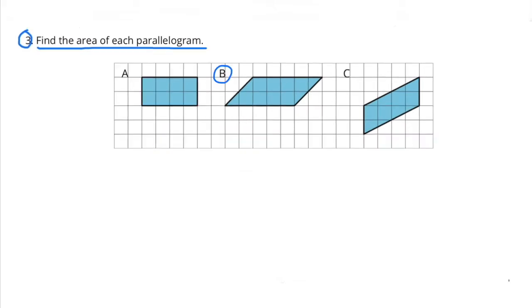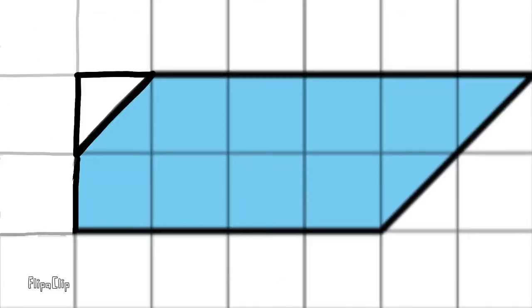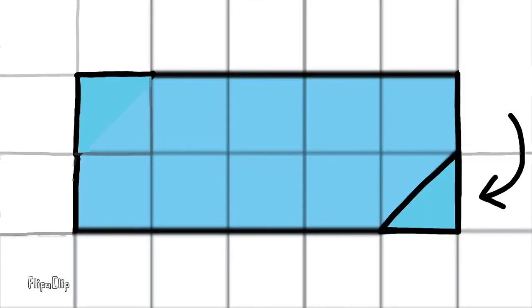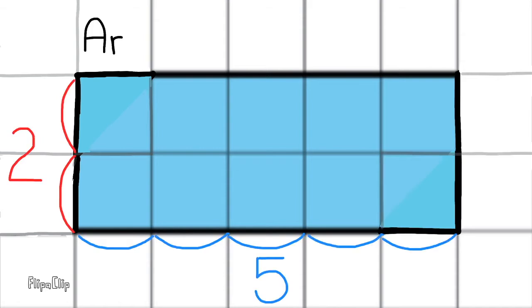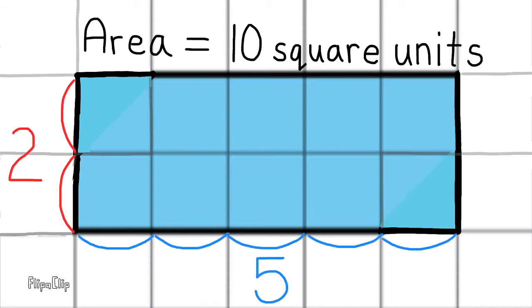B. We can rearrange figure B so it looks a lot like figure A. Simply rearranging it can help us tell that it has a height of 2 and a base of 5. So the area would be 10 square units.